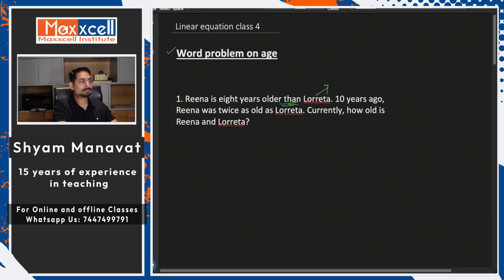So if I assume Loretta's current age, present age is L, then Rina is 8 years older. Older means age is more. So Rina's age should be L plus 8. Rina is 8 years older than Loretta. Are you okay with this? Yes? Yeah?